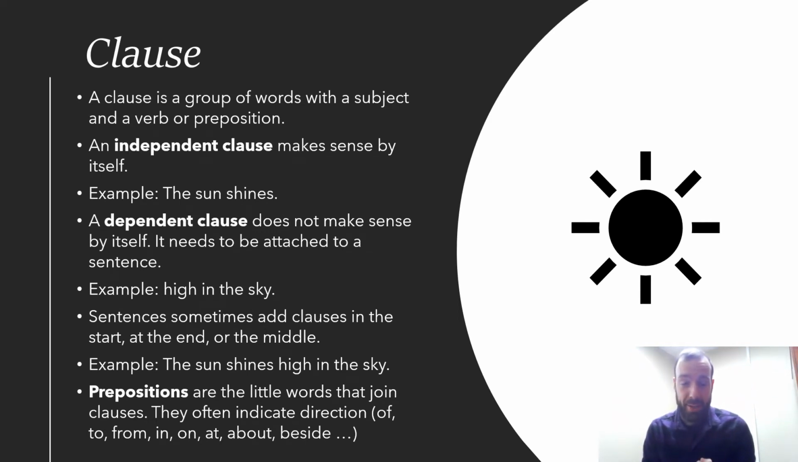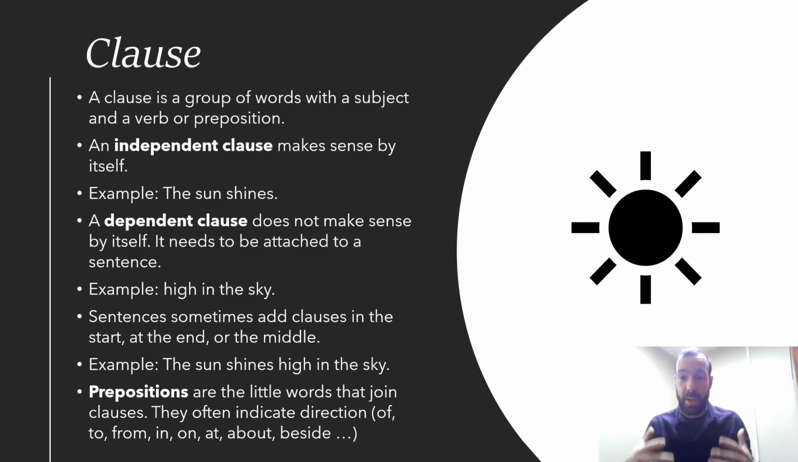A clause. A clause is a group of words with a subject or a topic and a verb, an action word, or a preposition. And I'll get to what a preposition is in just a second. An independent clause makes sense by itself. It can stand on its own, and it's a sentence.